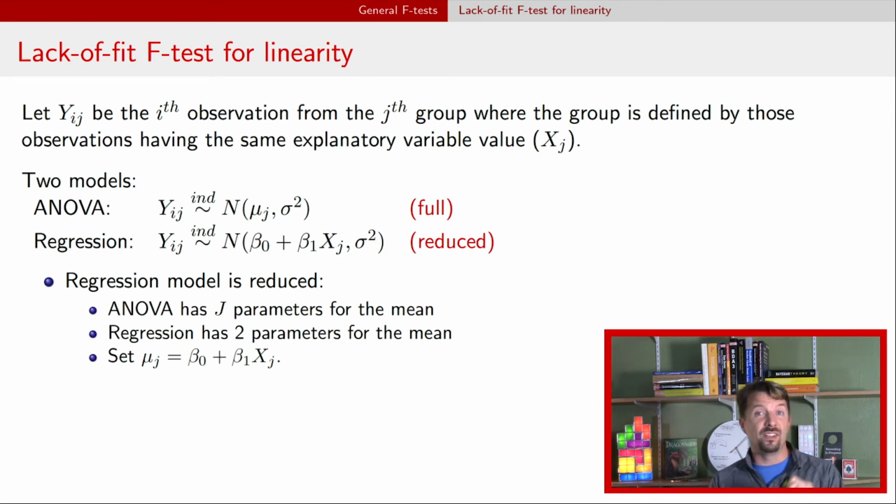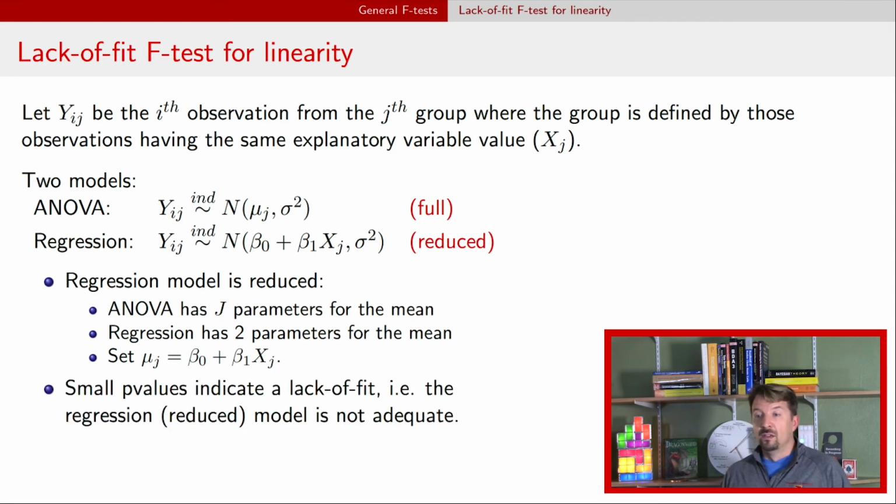That is the mu j, I said MJ, the mu j is equal to beta naught plus beta 1 times the xi. And now if we think about how many parameters we have for the mean, in the ANOVA model, we have 1 for each different group, so we have j, and in the regression model, we just have 2, beta naught and beta 1. So again, small values indicate a lack of fit, that is against the reduced model.